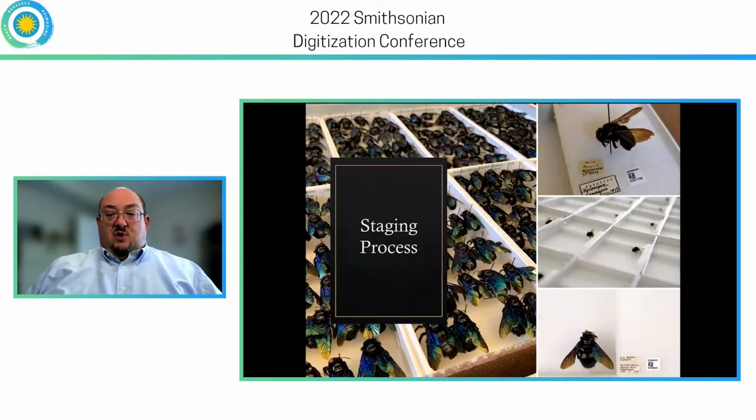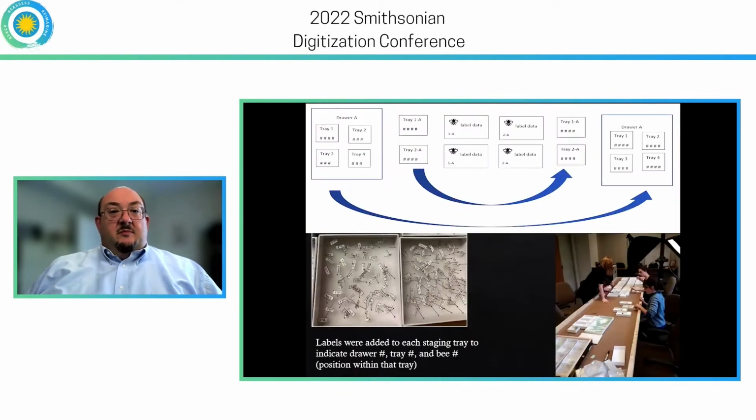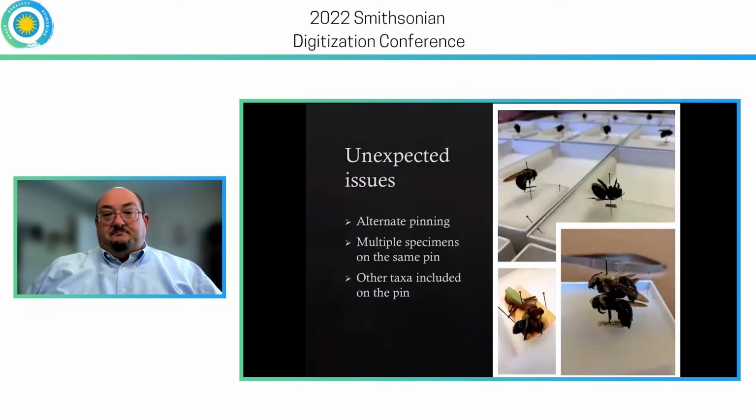So this is what the staging process looks like, taking a bee out of a tray, staging them all with the labels. It was important for us to also track what tray we took things out of so that we could make sure that things not only got back, but got back in the exact same way, in the exact same place in the trays after we were done.